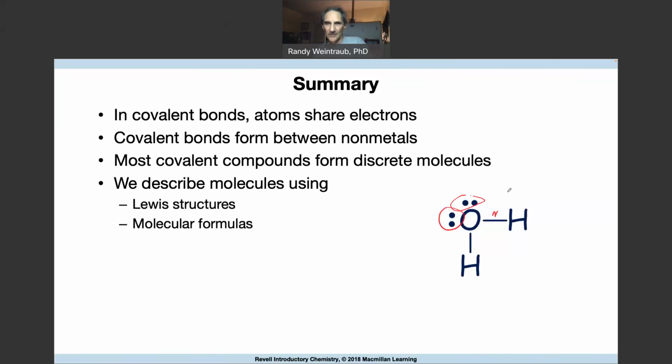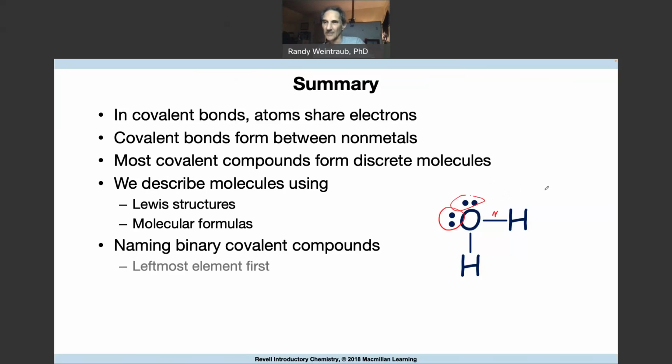Unlike an empirical formula, which shows the lowest ratio of the atoms, in molecular formulas we show the number of each of the atoms in the molecule. Finally, when naming binary covalent compounds, we name the element that is further down and to the left on the periodic table first, and then the second atom with the appropriate prefixes before it.